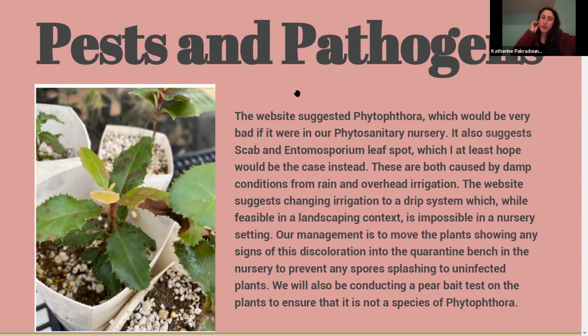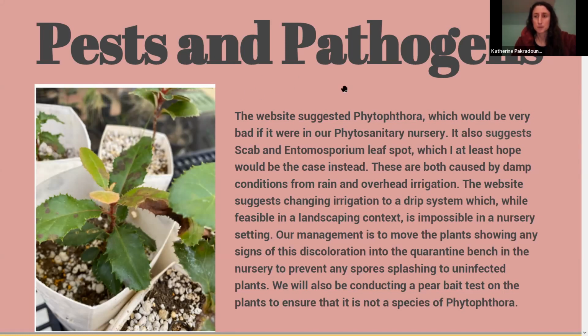So number 1 here, we have Toyon, Heteromeles arbutifolia, which is a shrub, also called Christmas berry. This is being grown in the Tree People nursery. Nursery settings have a slightly different kind of environment than a landscape setting. For instance, having used the diagnostic tool, the website suggested potential Phytophthora, right? So Phytophthora would be a bad one.